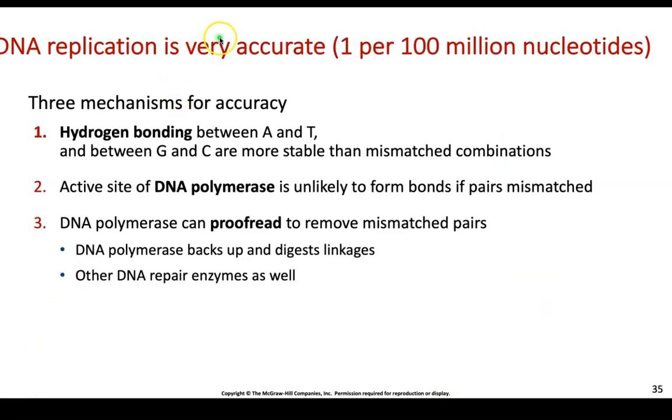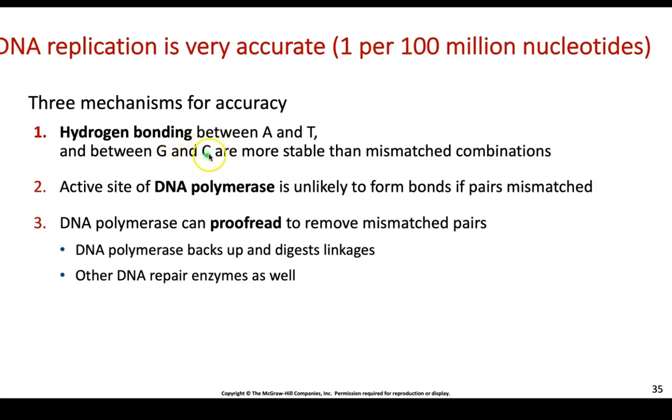So DNA replication is very accurate. We only have mistakes maybe one every 100 million nucleotides. So that's obviously very, very good. And these are three mechanisms that your body can use to make sure you maintain accuracy. So one is hydrogen bonding. The bonds that form between the A and the T are very, very stable. The bonds that form between G and C are also stable.